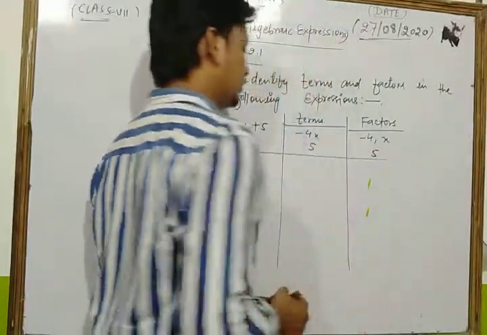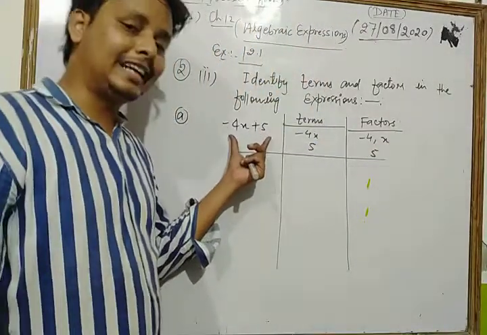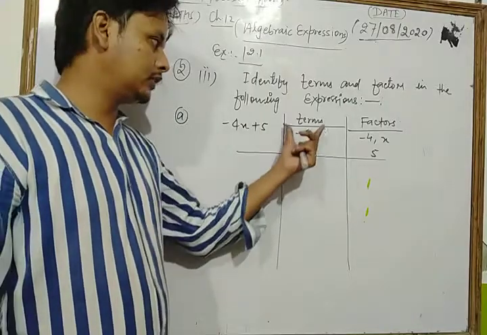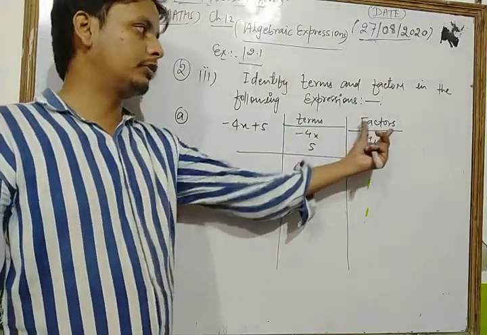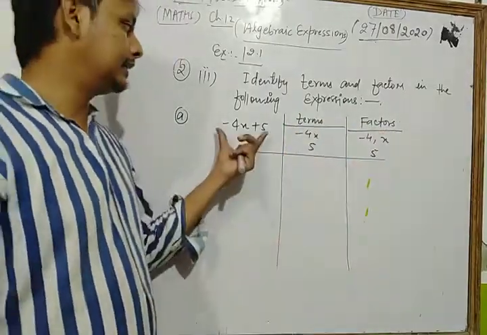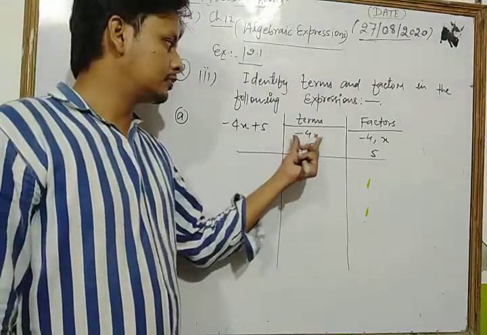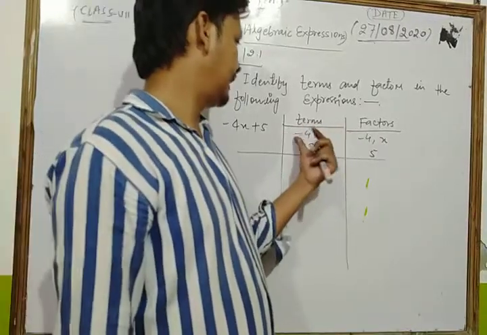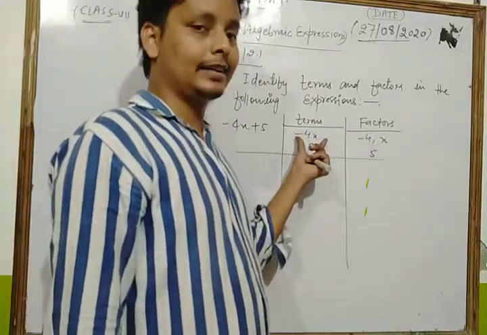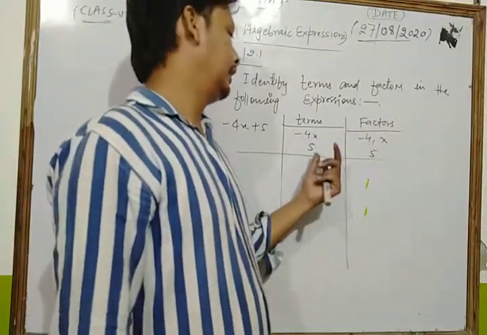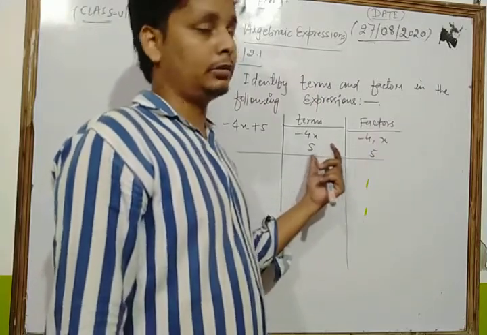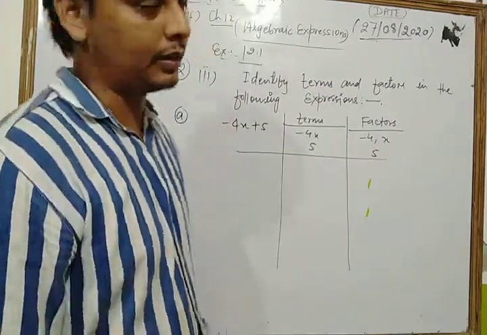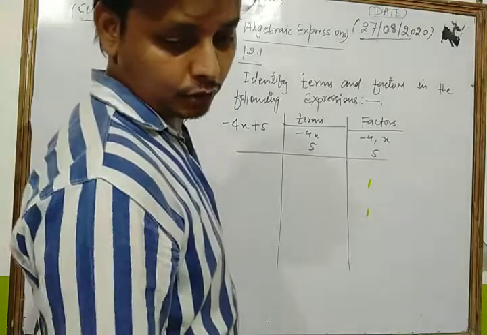Okay, so dear student, you represent that type of question in this way. First we write the terms, and in the second column we write the factors. In that algebraic expression the terms are minus 4x and plus 5, and for the first term the factors are minus 4 and x, and for the second term the factor is 5. Now we take and solve the next part of the question.